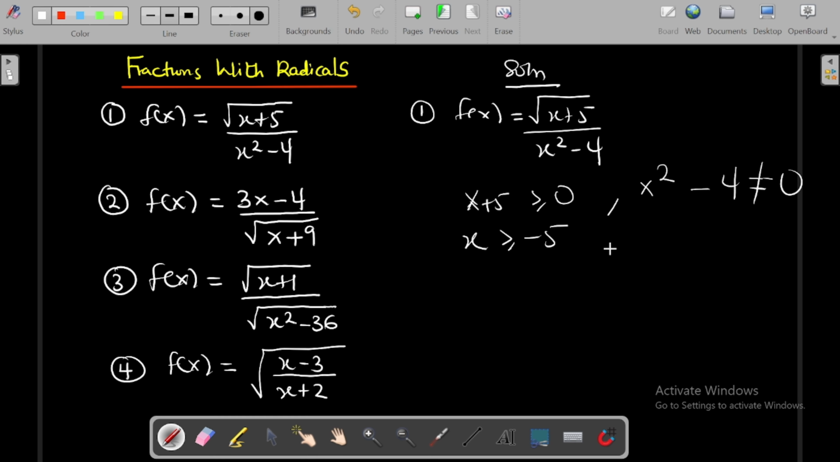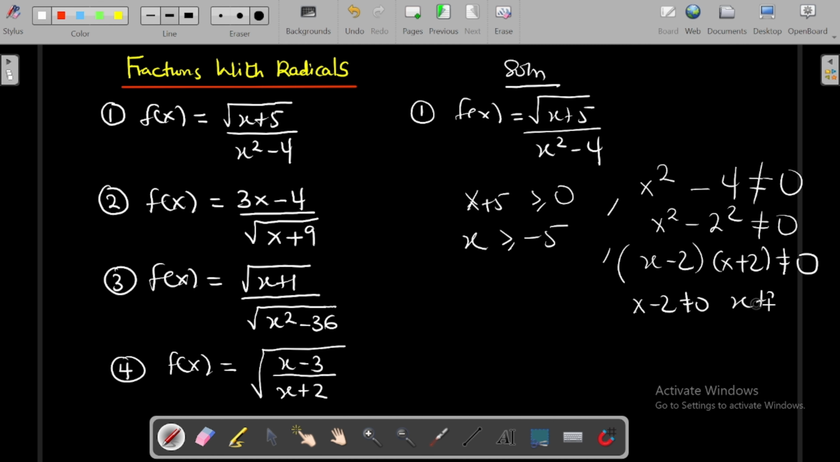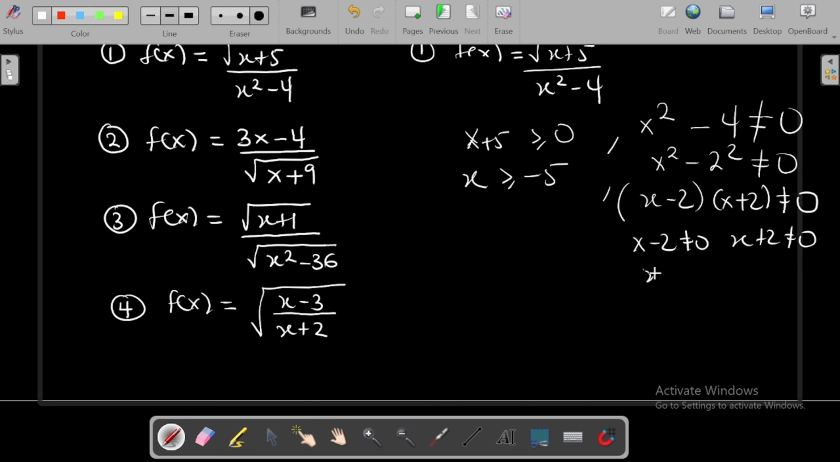-5. Okay, then for this side, this is also a difference of 2 squares, because x squared minus 2 squared not equal to 0. x minus 2 and x plus 2 not equal to 0. So we'll end up getting x minus 2 is not equal to 0, x plus 2 is not equal to 0. And then we can get x is not equal to 2, or x is not equal to negative 2. Okay. Now we have 3 values.